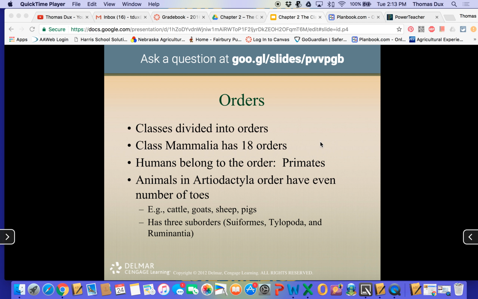Then we talked about classes. We said the phylum can then be subdivided into classes, of which the vertebrata would be ones that have a backbone. And we talked about amphibians, reptiles, aves, or mammalia. Now we're breaking the mammalia down into an actual order here. So it says class Mammalia has 18 different orders.